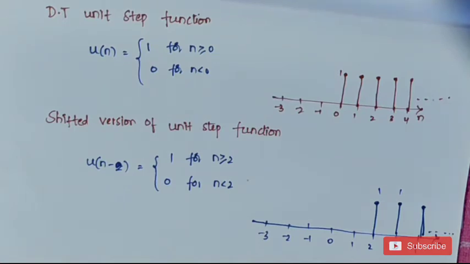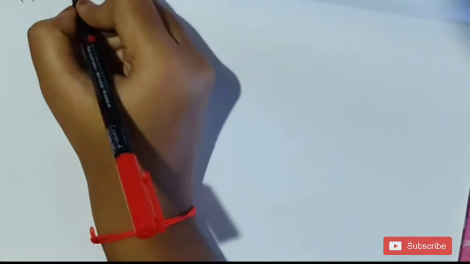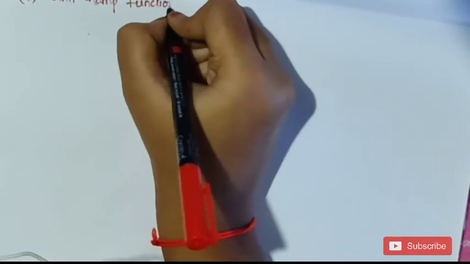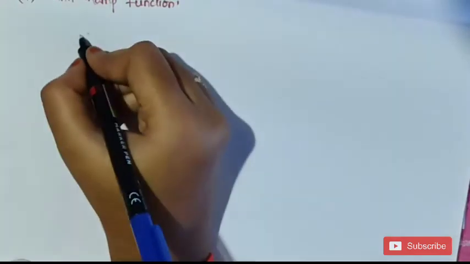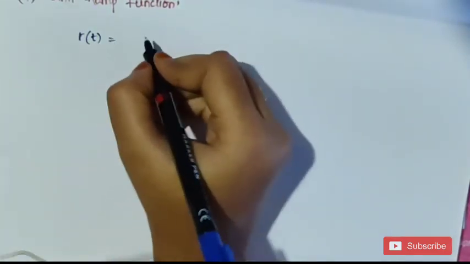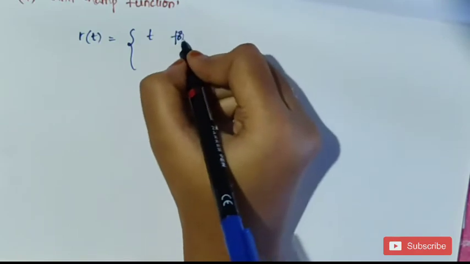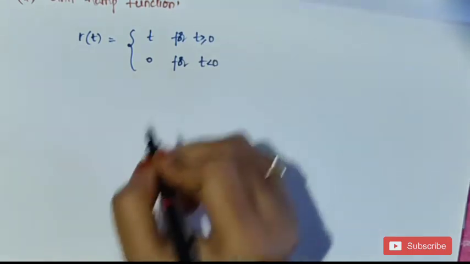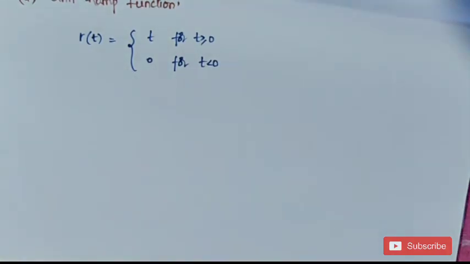Next one is the unit ramp function. The unit ramp function for a continuous time signal is denoted by r of t. The value of r of t is t for t greater than or equal to 0, and 0 for t less than 0. Since it is a ramp function, r of t is equal to t for t greater than or equal to 0 and 0 for t less than 0.